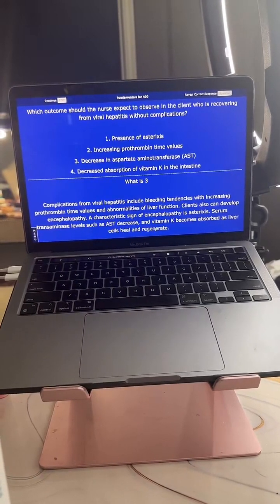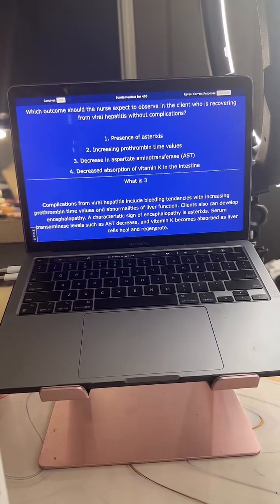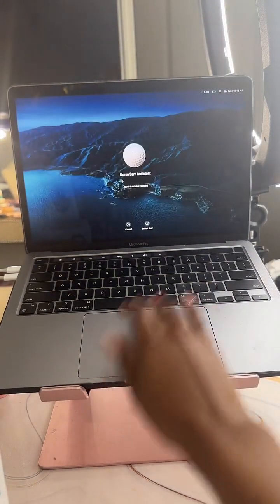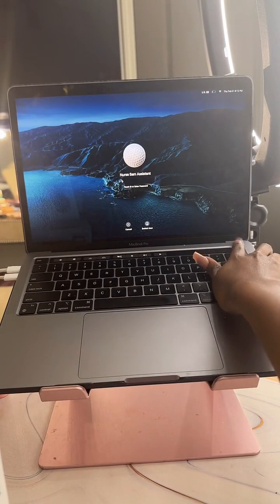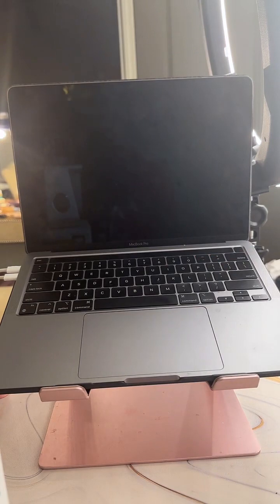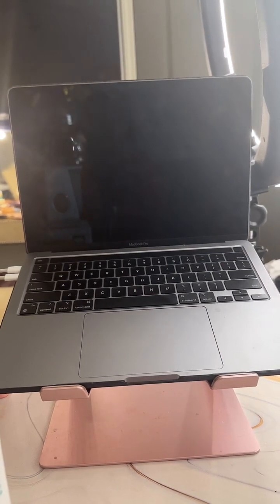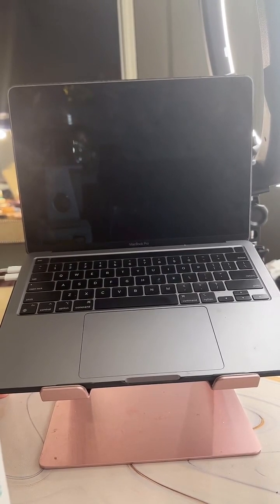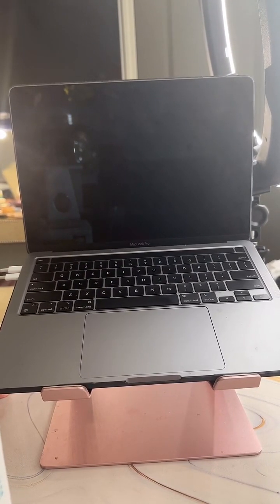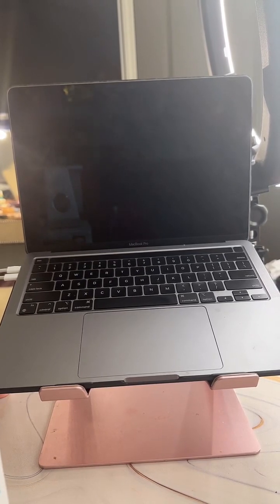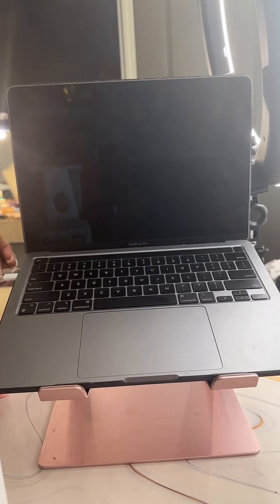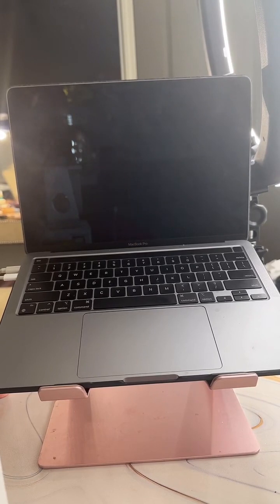Okay, another thing. What do we know about the liver and clotting factors? What do we know about the liver and clotting factors? Seriously? I'm mad if it died. Hold on. What do we know about liver and clotting factors?